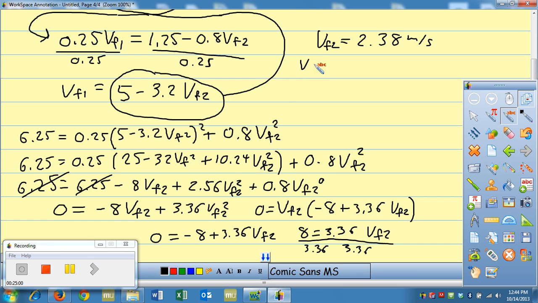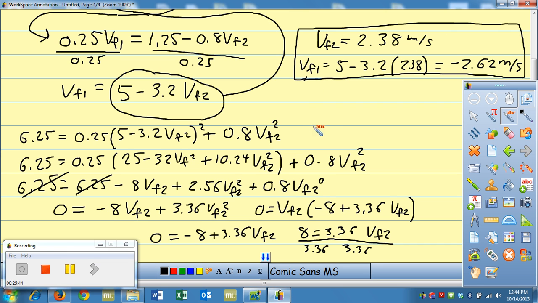And we can use this to get VF1, right? VF1 equals 5 minus 3.2 times VF2, 2.38. Okay, which is equal to 5 minus 3.2 times 2.38, which is negative 2.62 meters per second. All right, so there is our answer.